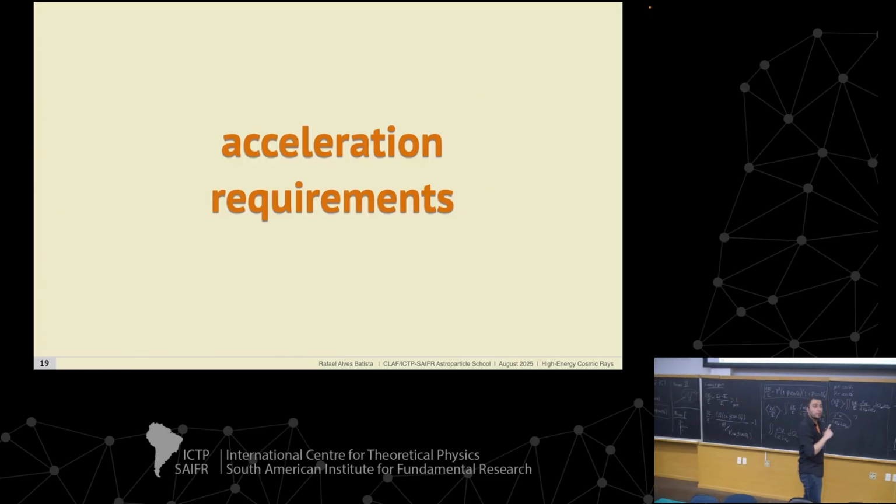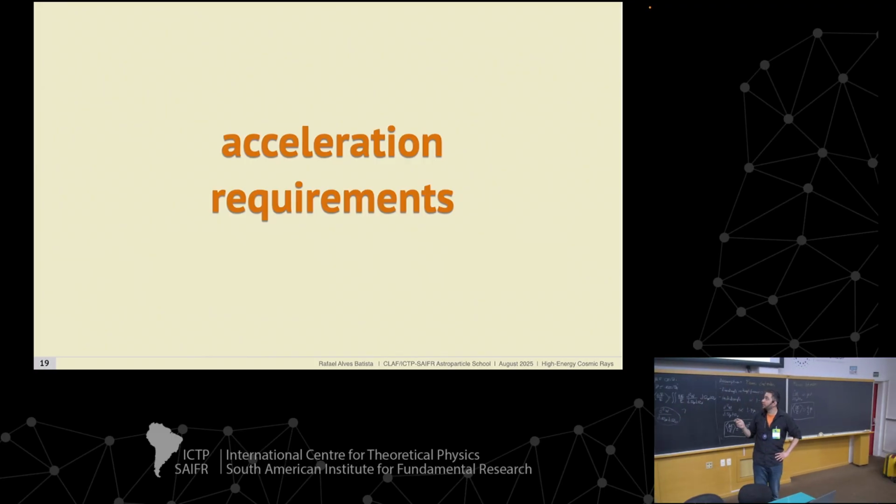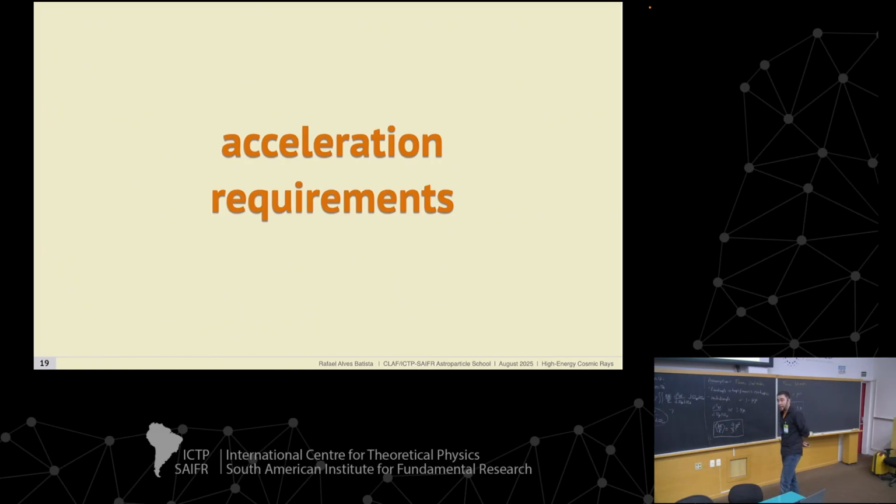This is actually important for people who do galactic cosmic rays, because you need to consider the effect of the solar wind on the cosmic rays. So this is an important effect as well.